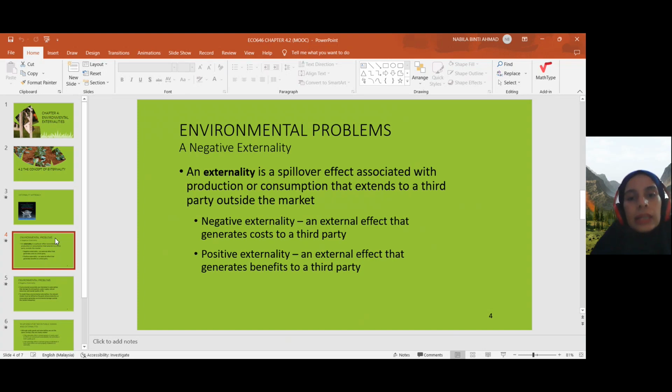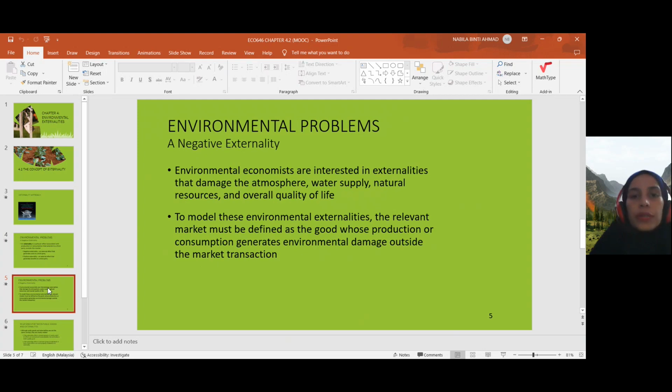What is negative externality? It is an external effect that generates cost to a third party, which is bad things, right? For positive externality, an external effect that generates benefits to a third party, it is a good thing, right? So for this negative externality, environmental economists are interested in externalities that damage the atmosphere, water supply, natural resources, and overall quality of life. So to model these environmental externalities, the relevant market must be defined as the good whose production or consumption generates environmental damage outside the market transaction.